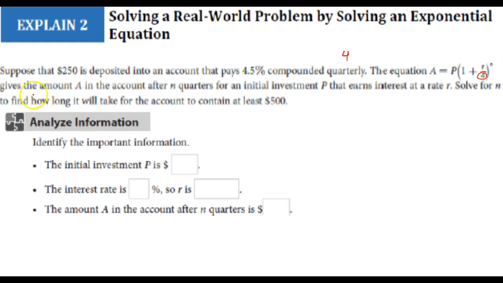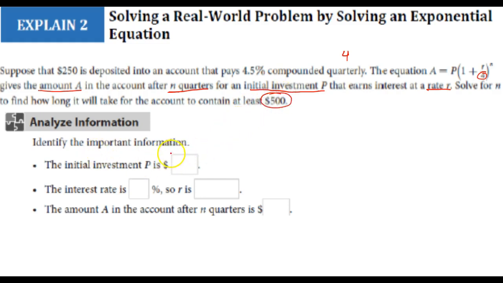It says where A gives the amount in the account, how much is in the account, after n quarters, given P as a principal initial investment that earns an interest rate of R. Okay, so there's all of our stuff kind of defined for us. It says solve for n to find out how long it would take for the account to contain at least, so they want more, but at least $500.